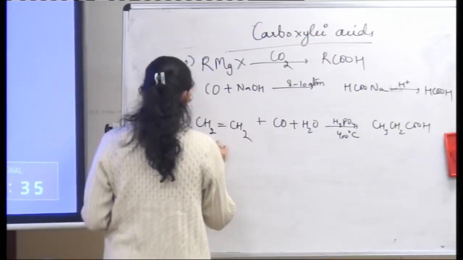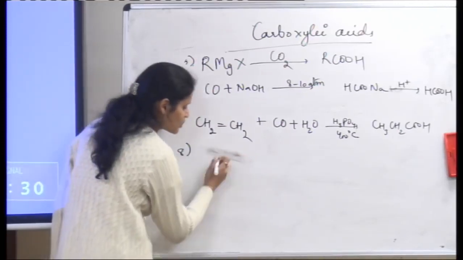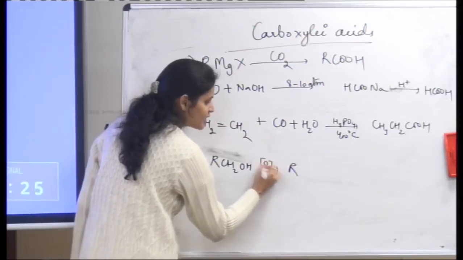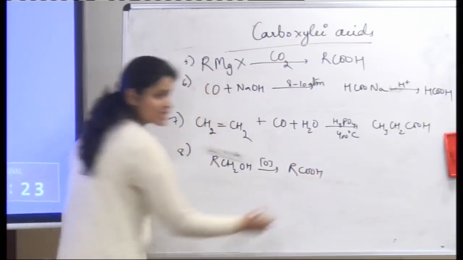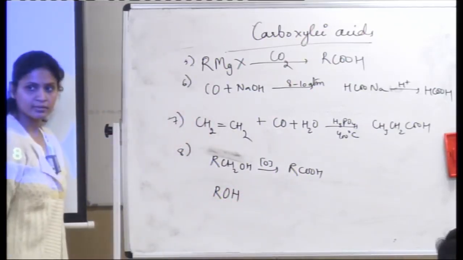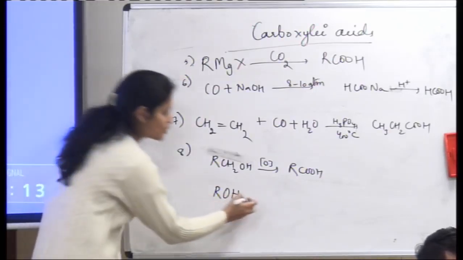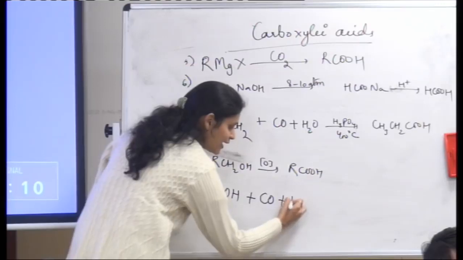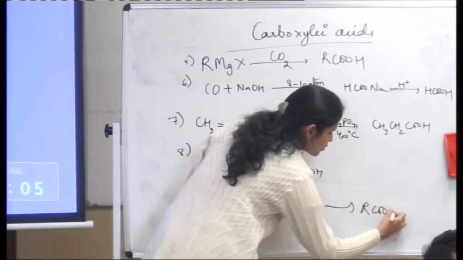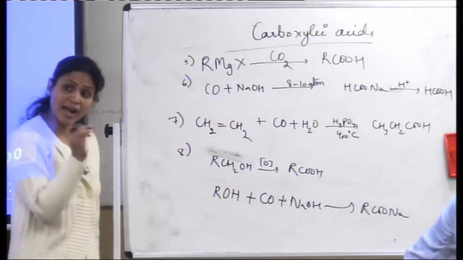Again using ROH. Earlier we were using the primary alcohol, RCH2OH. For this, obviously if I oxidize it, the possible product is RCOH. What if I have ROH and I want to add one more carbon to it? So what should I do? I should take CO and NaOH, and that would result in RCOONa, right? If I want to add one more carbon.